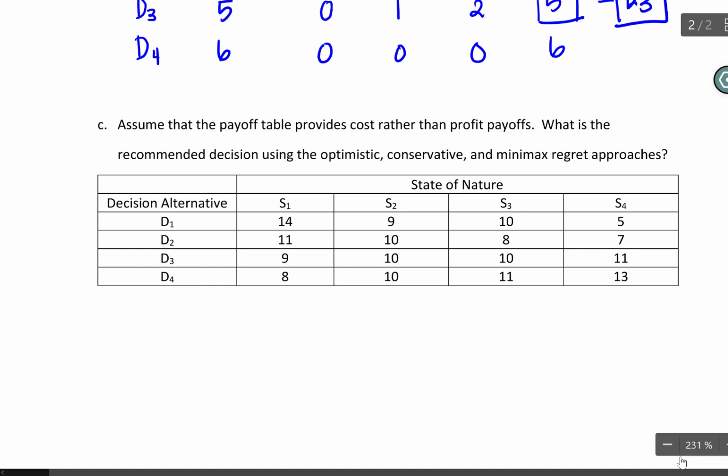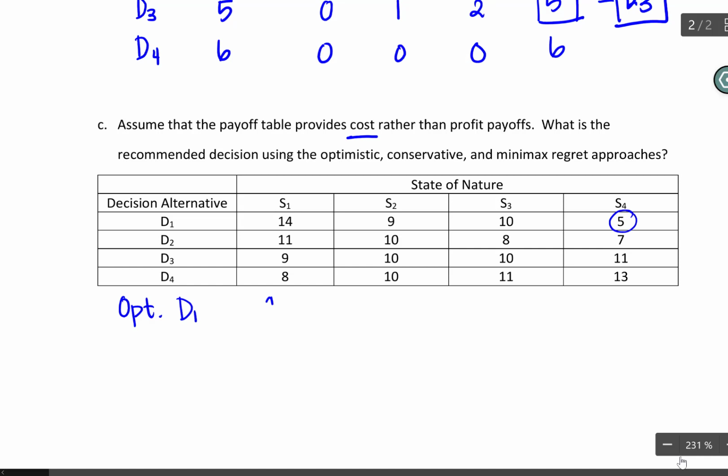So now we're looking at cost. When you think about how much you want to pay for something, we obviously want to pay the least amount possible. We want to get a good deal. So now instead of looking for the largest numbers, we want to look for the smallest number. So in the optimistic approach, we look at the entire table, find the smallest cost. So the least amount that we could pay here is 5, and that goes along with decision alternative 1.